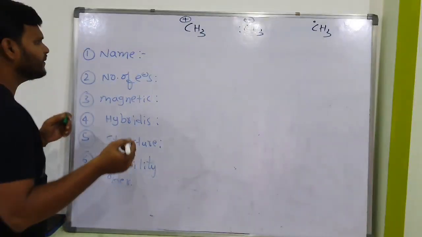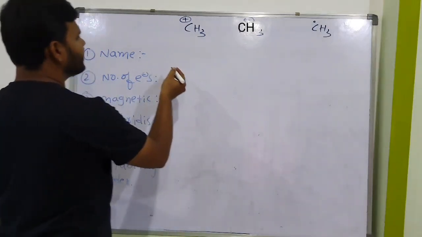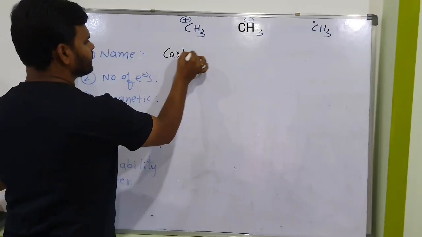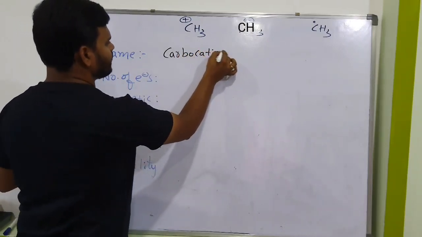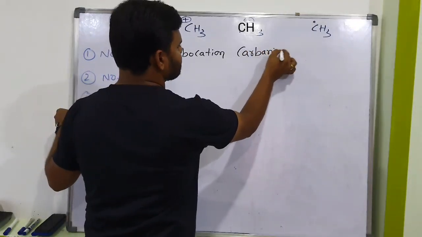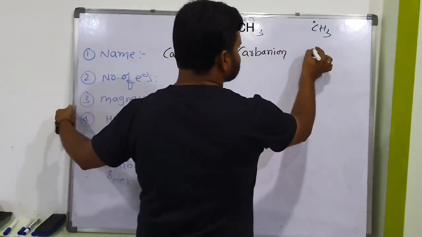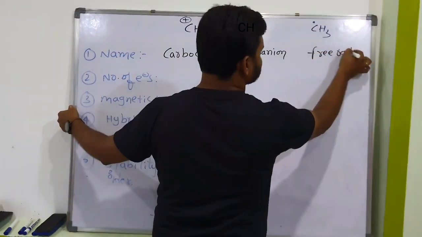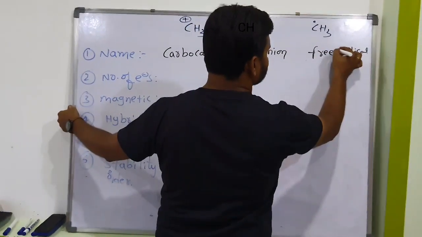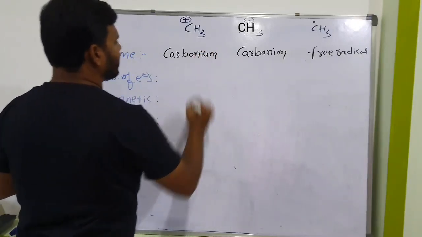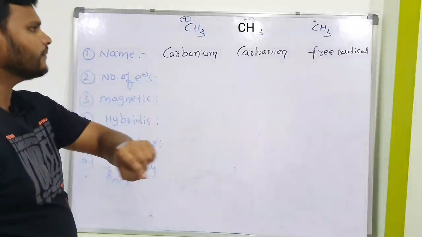What is the name of CH3 plus? This is called methyl carbocation. This is carbanion. This is methyl free radical. Carbocation is also called carbonium ion.